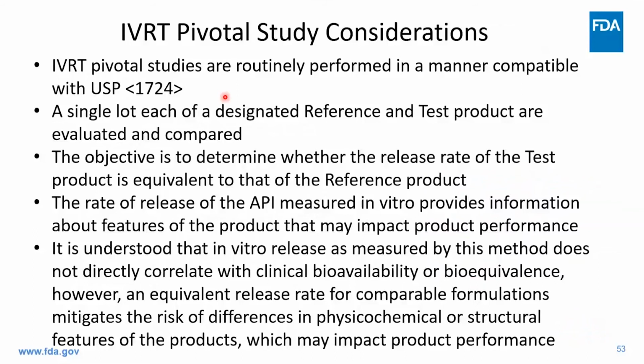So moving from the validation now into the pivotal study, some of the pivotal study considerations are that it's going to be performed in a manner compatible with what's described in USP 1724, where a single lot of each of the designated reference and test products are evaluated and compared in parallel. The objective here is to determine whether the release rate of the test product is equivalent to that of the reference product. That rate of release of the API, which is measured in vitro, provides information about the features of the product that may impact product performance.